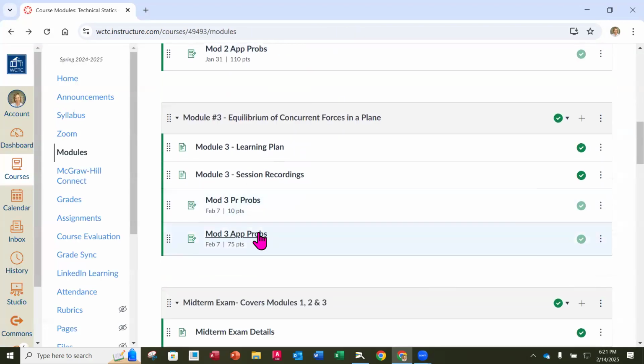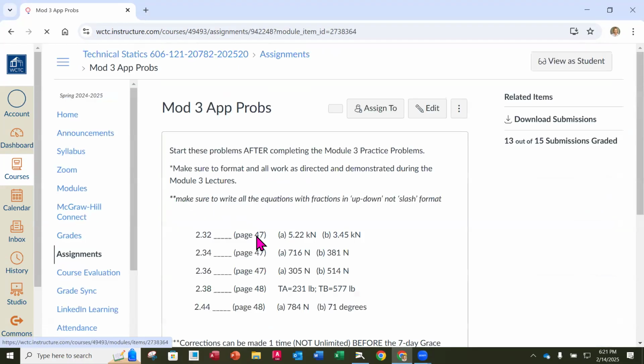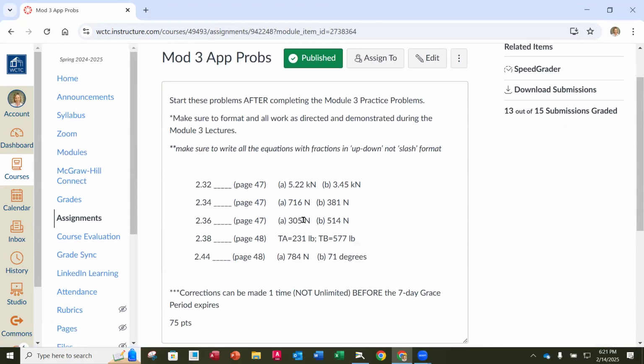Then let's look at Module 3. Module 3 application problems. These expire tonight. Okay, so if you haven't finished up Module 3 yet, this is actually Chapter 2 in our McGraw-Hill book. This is looking at equilibrium.